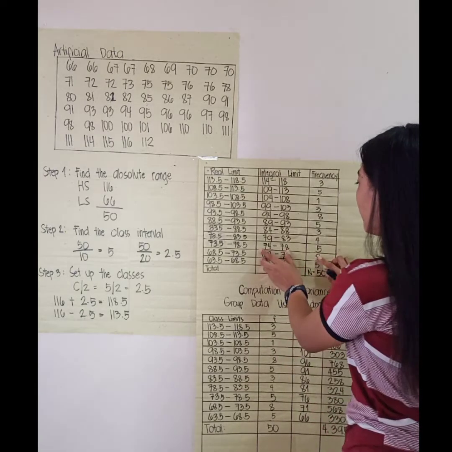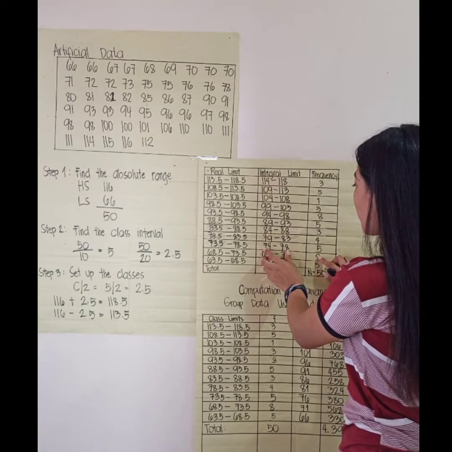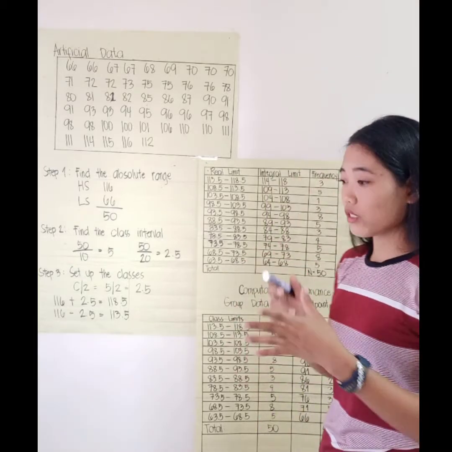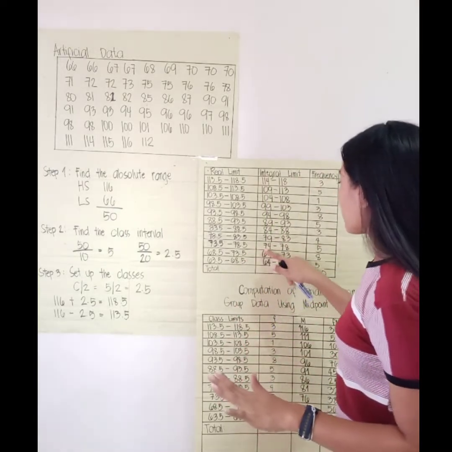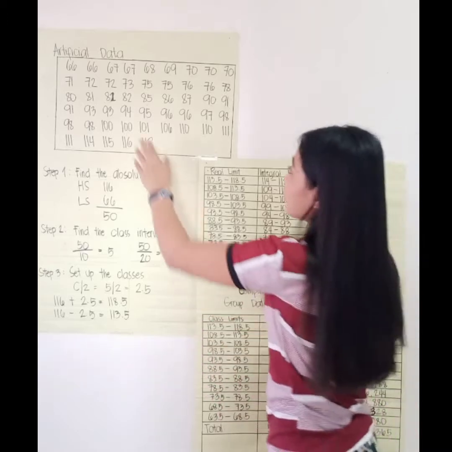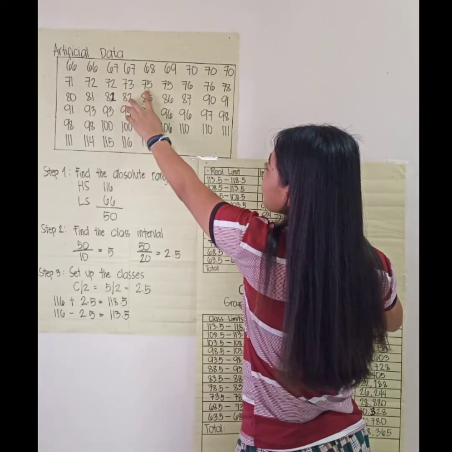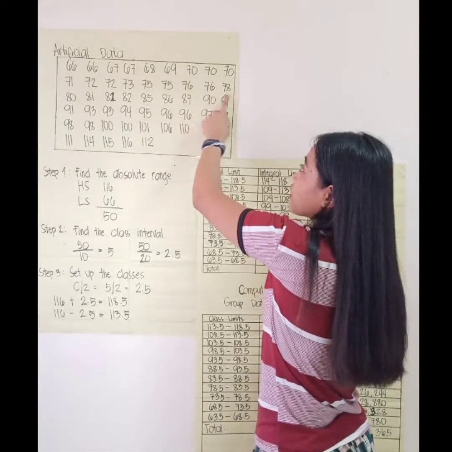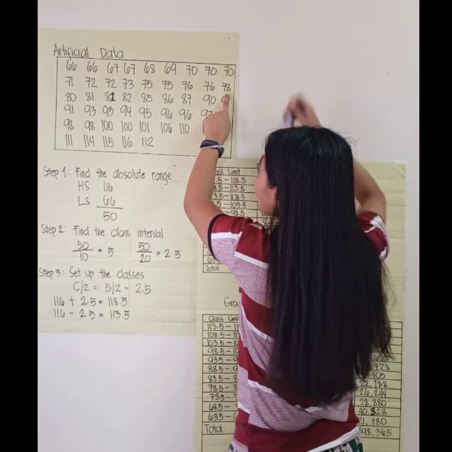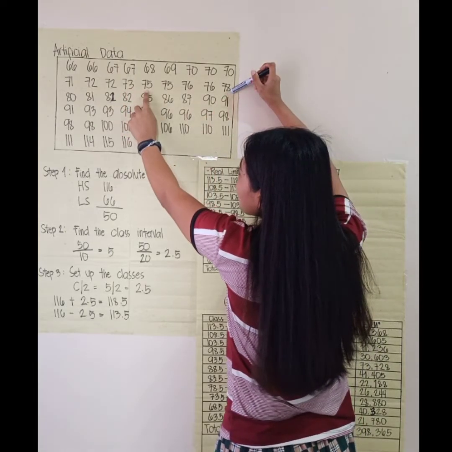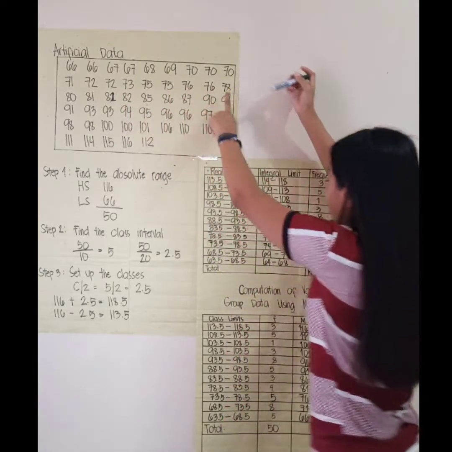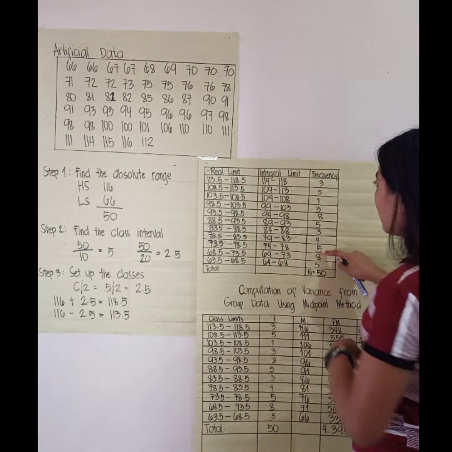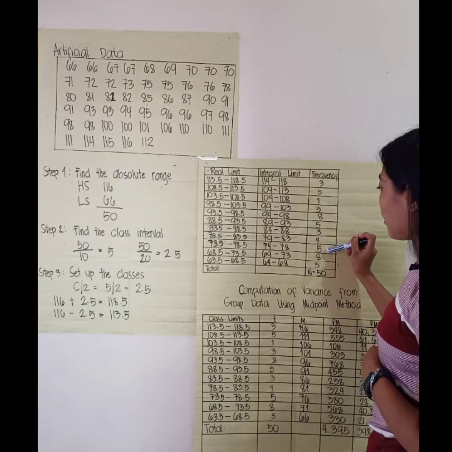Okay, next, 74 to 78. We have 74, 75, 76, 77, 78. So let's locate 74 to 78. 75, 75, 76, 76, and 78. Let's count: 1, 2, 3, 4, 5. So 5 scores, so the frequency is 5.